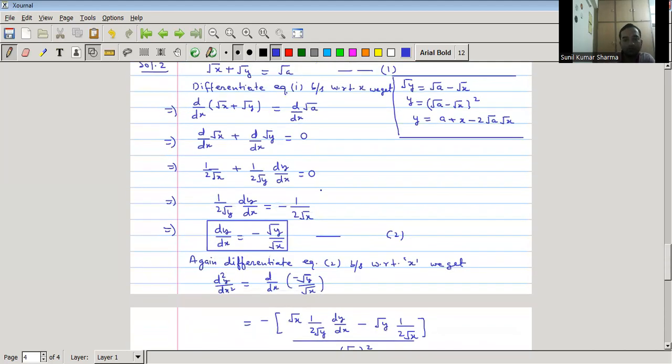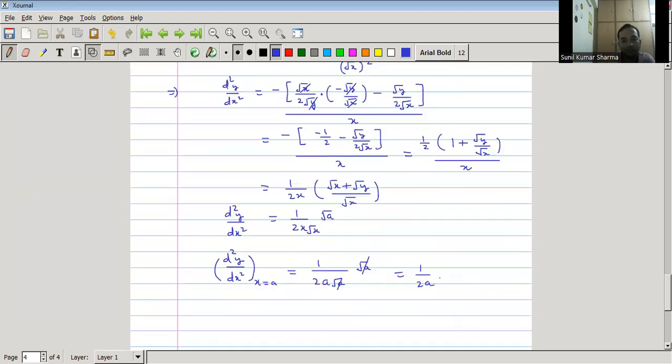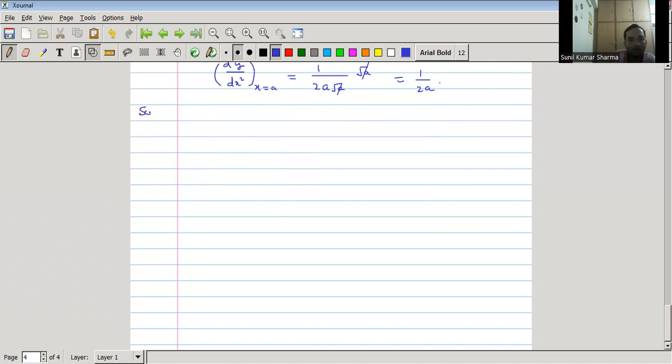So now the next question is, this is question number 4. If y is equal to sine m sine inverse x, so we have to prove that 1 minus x square y2 minus x y1 plus m square y equal to 0. So what is given? Y equal to sine m sine inverse x. So we write, y is given, y is equal to sine m sine inverse x.